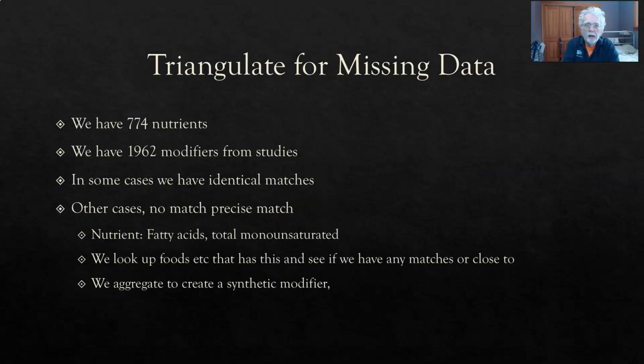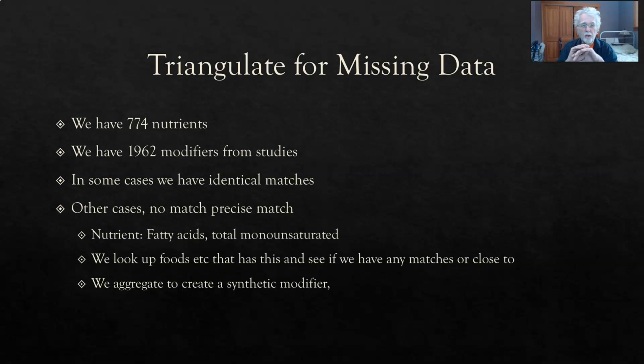We also triangulate for missing data. For example, we have 774 different nutrients at the moment. That may well go over 1,000. We have 1,962 different modifiers from studies. In some cases, we have identical matches. Phenol and phenol. Voila, we have a match. Nice and easy. We have nothing more to worry about.